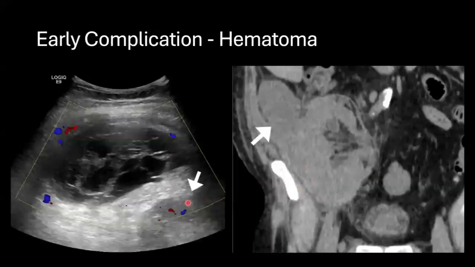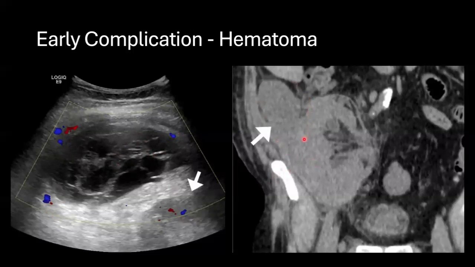The most important one I want you to be familiar with is the hematoma. It's usually an early complication. It's usually a complex fluid collection. You can see the renal graft here. You can see a complex collection that is avascular. You don't see any vascularity inside. You see some vessels in the abdominal wall, some vessels in the adjacent fat, but not in the hematoma.